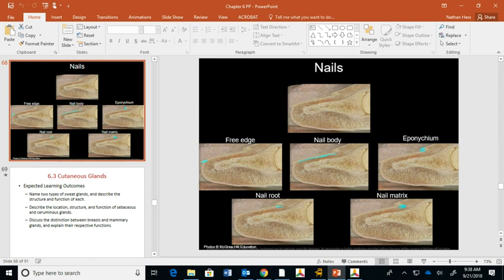Any questions there? Pretty straightforward as far as nails go. Sir? Yes. And sometimes we just screw up and cut into it, and it never goes back.